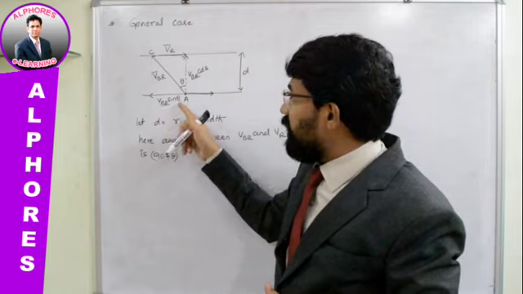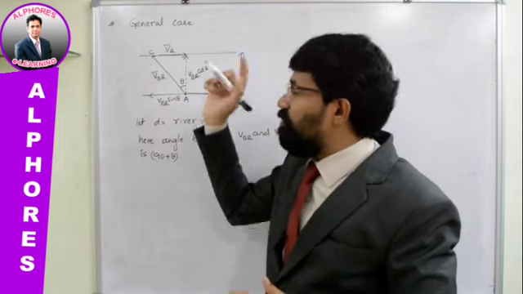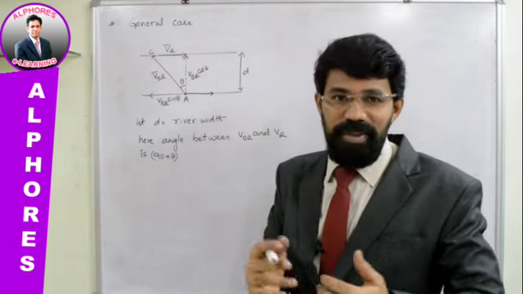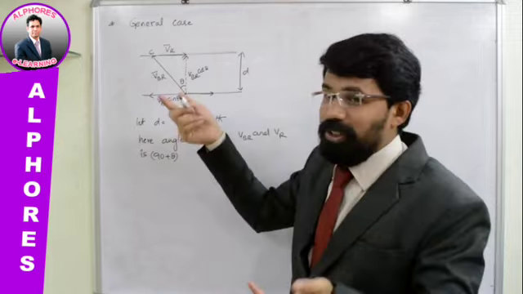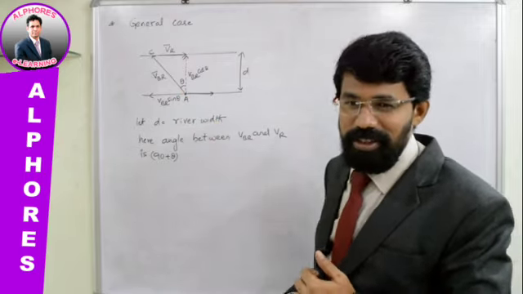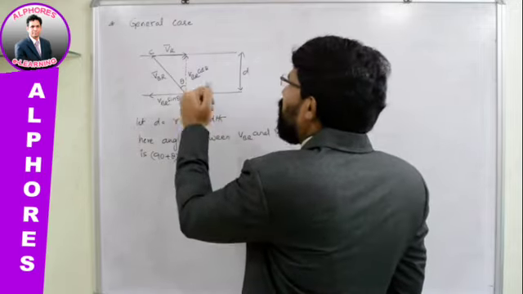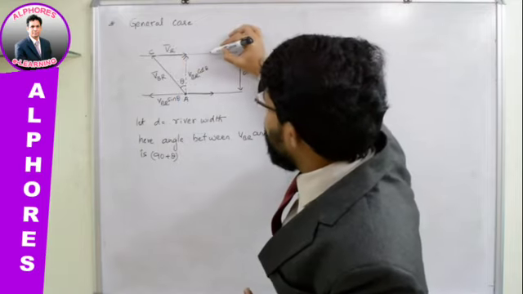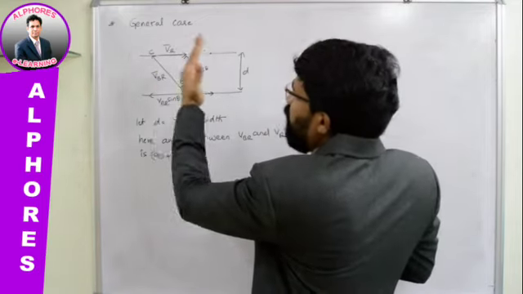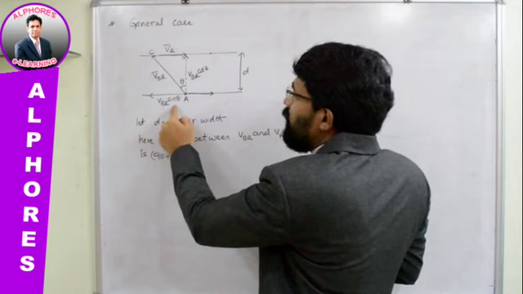What if VBR sine theta cannot overcome VR? Let us say VR is greater than VBR sine theta. It means the river flow is dominating. You know what happens in that case? The boat will cross the river, but it will end up somewhere here, because VR is more when compared to VBR sine theta.